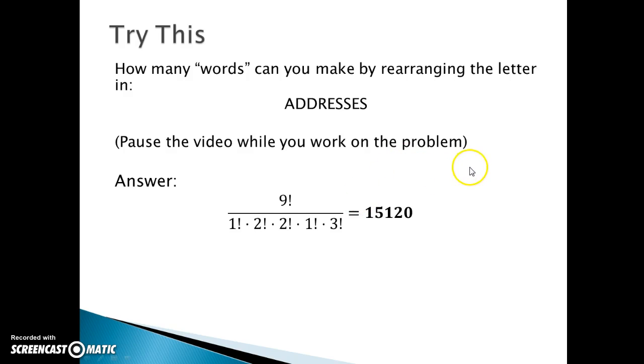The answer to this problem would be 15,120. We would have 9 factorial from the number of letters in addresses. 1 factorial comes from the fact that we have 1 A, 2 factorial because we have 2 D's, 2 factorial again from the 2 E's, 1 factorial from 1 R, and 3 factorial from the 3 S's.